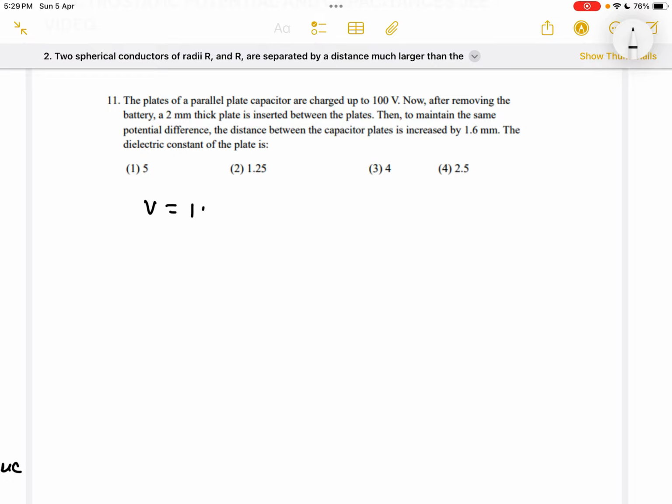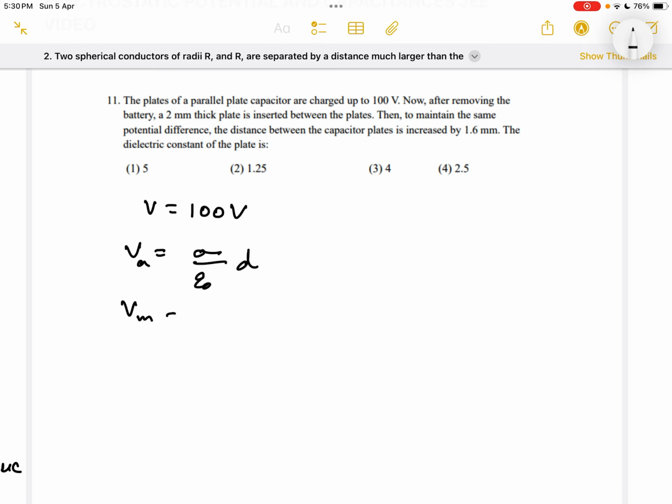Initially, the voltage to which the plates are charged, the potential difference, is 100. And the voltage across the plates of the capacitor can be written as sigma by epsilon naught into D. This equation is seen while deriving the expression for capacitance, so obviously we can go ahead and use that. This is the story of the capacitor when it is placed in air.